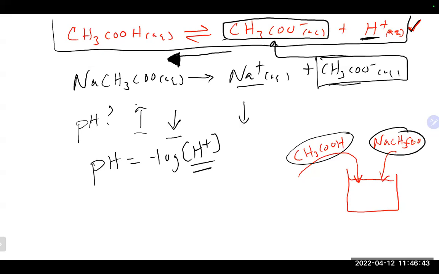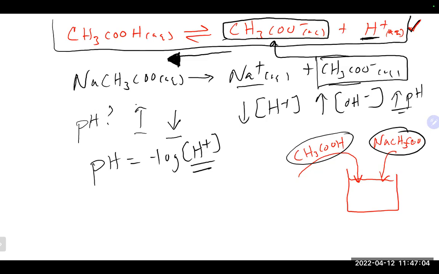Less H plus means that the OH minus concentration goes up, and we would expect the pH here to go up. Probably not basic or anything like that, but it should be higher in terms of pH than if we just had the acetic acid by itself without the acetate present.